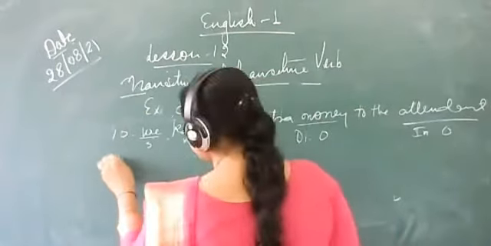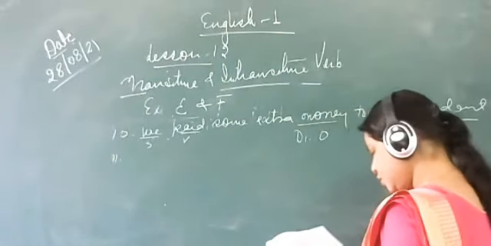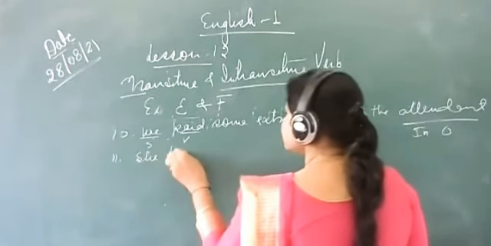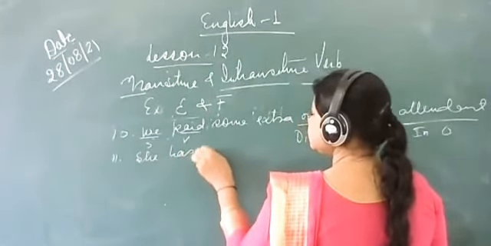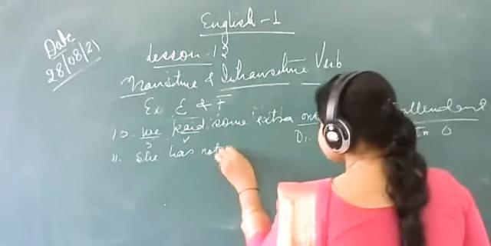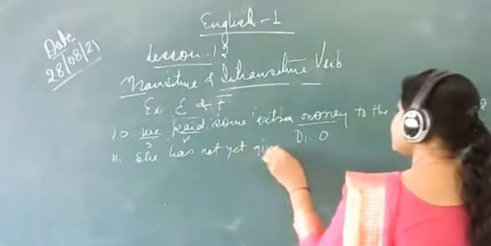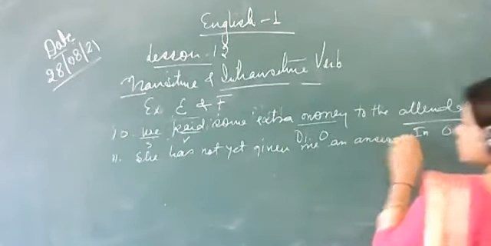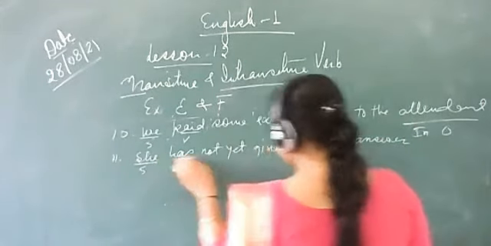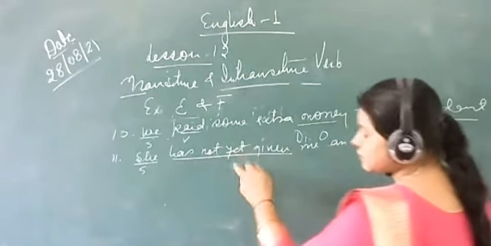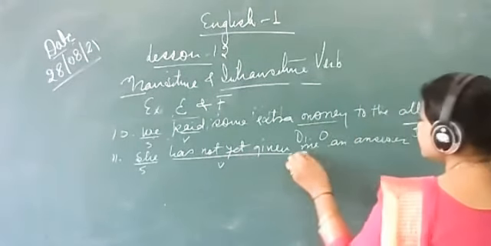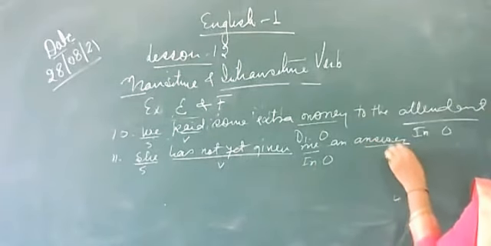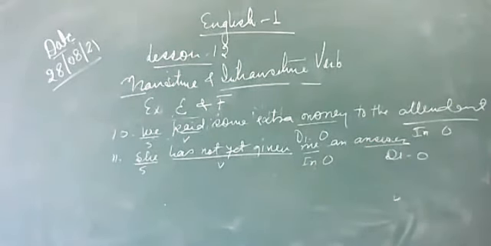Now 11. She has not yet given me an answer. So she is subject, has given is the verb. Not is not an object or verb, so you will cut it. Me is indirect object, and answer is direct object. Clear?